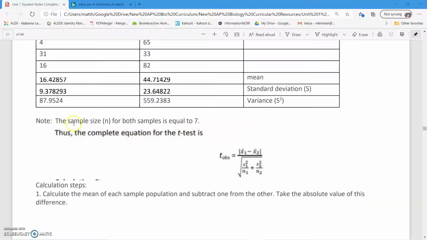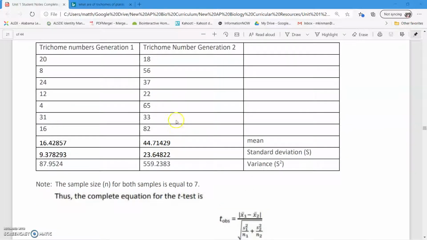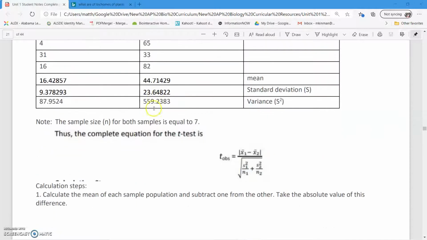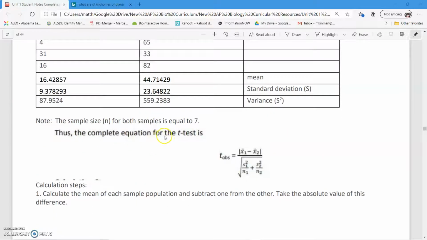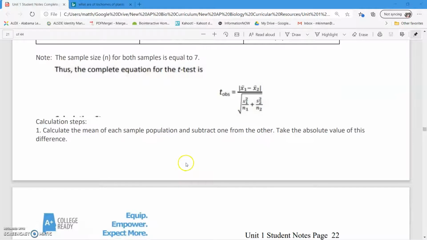Moving on, the sample size, which is n for both samples, is equal to 7, and that is just how many numbers we have. So we have 7 numbers, 1, 2, 3, 4, 5, 6, 7. Thus, the complete equation for the t-test is as shown here. Looks like a lot of fun, but luckily your notes take you through it step by step.